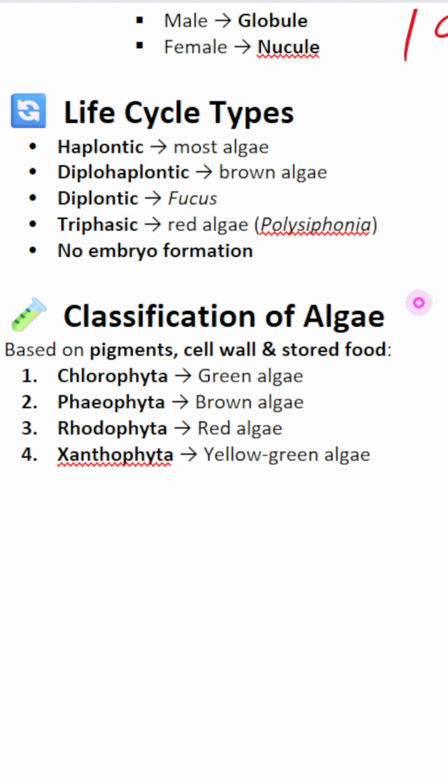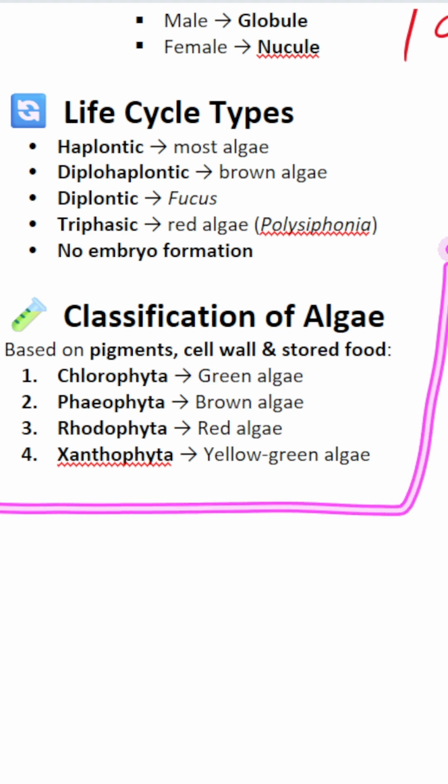Now let's move into the classification of algae. Normally the classification of algae is based on pigments, cell wall and storage food materials. Normally we have 11 types of algae, but for the NEET syllabus we have 3 types: green algae, Chlorophyta; brown algae, Phaeophyta; red algae, Rhodophyta; and yellow-green algae, Xanthophyta. We have videos on Chlorophyta, Phaeophyta and Rhodophyta that you can watch.